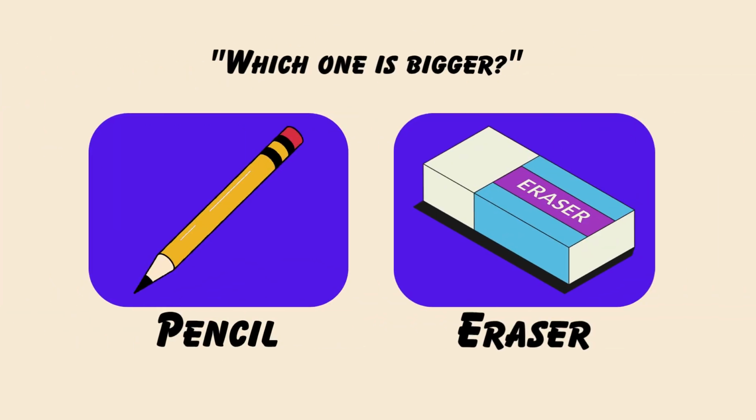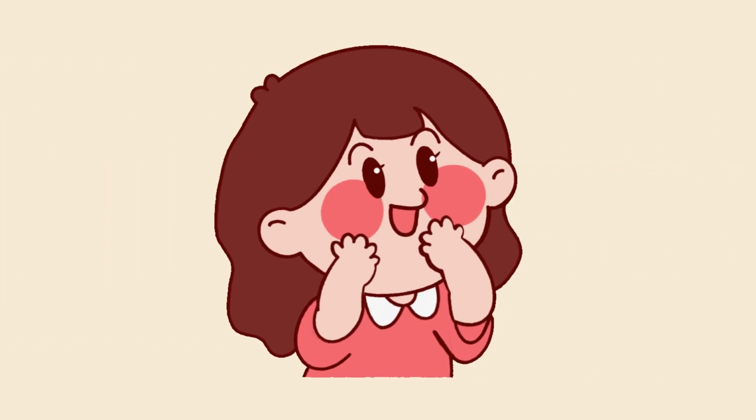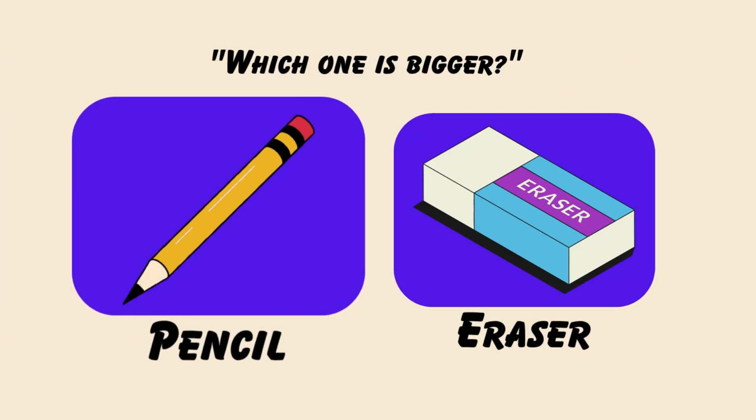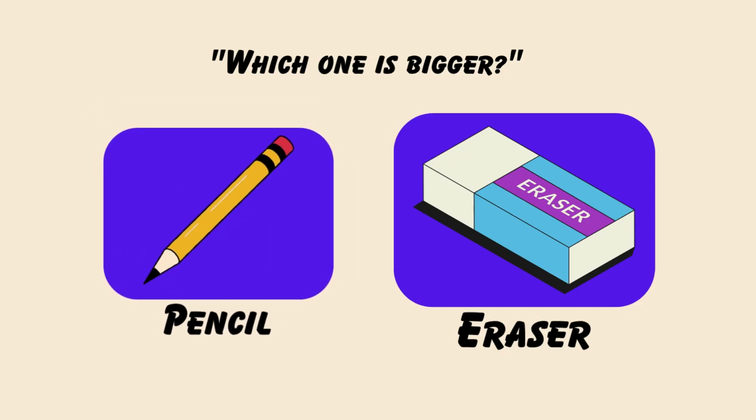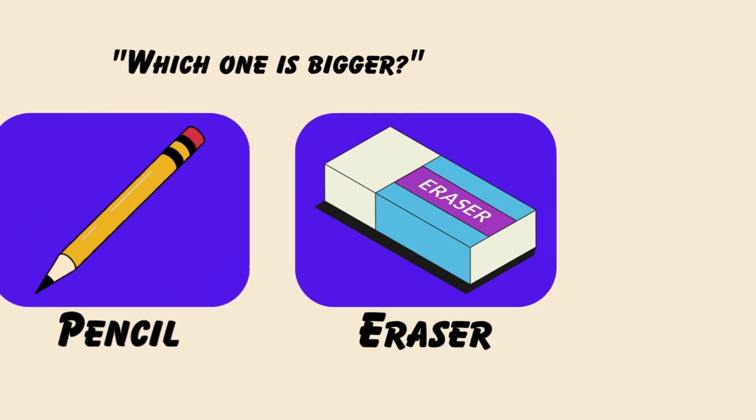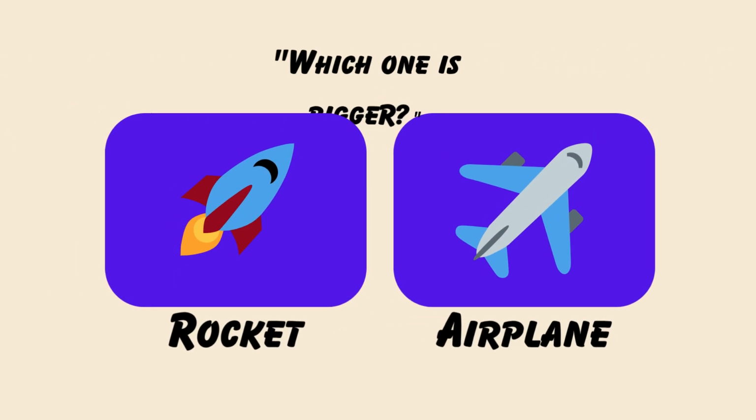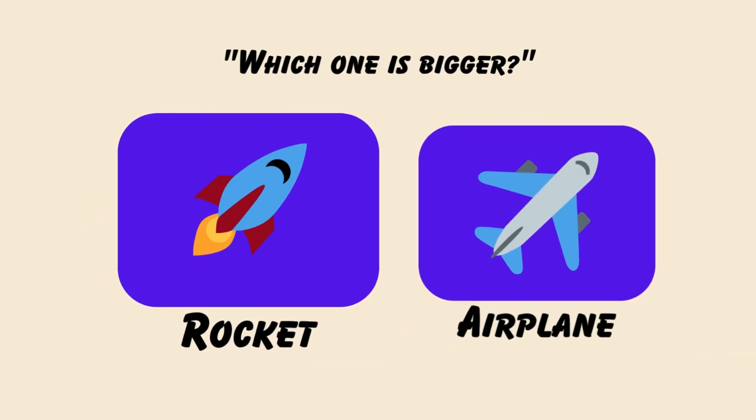Which one is bigger? Pencil, razor? Pencil. Which one is bigger? Rocket or airplane? Airplane.